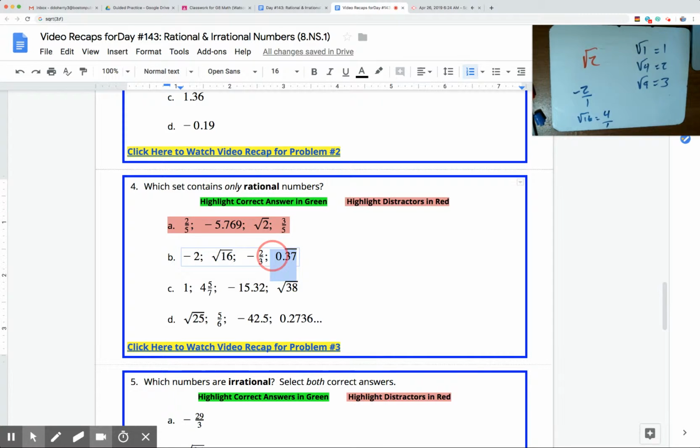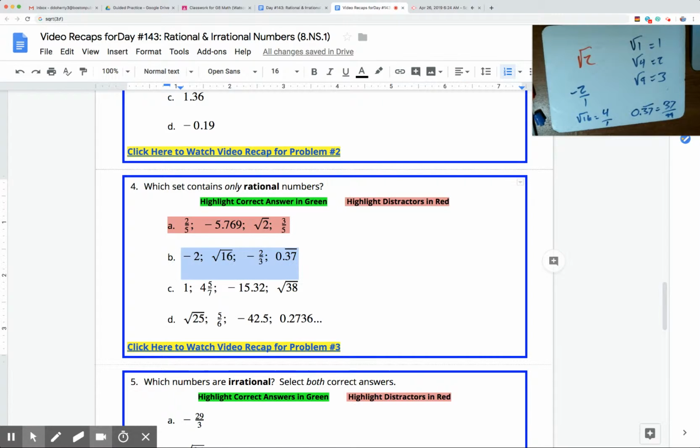And any repeating decimal actually comes from some fraction. So answer choice B is going to be our correct answer. All 4 of these we believe to be rational numbers. That means C and D should have an irrational number somewhere in them because we can only have one correct answer here.